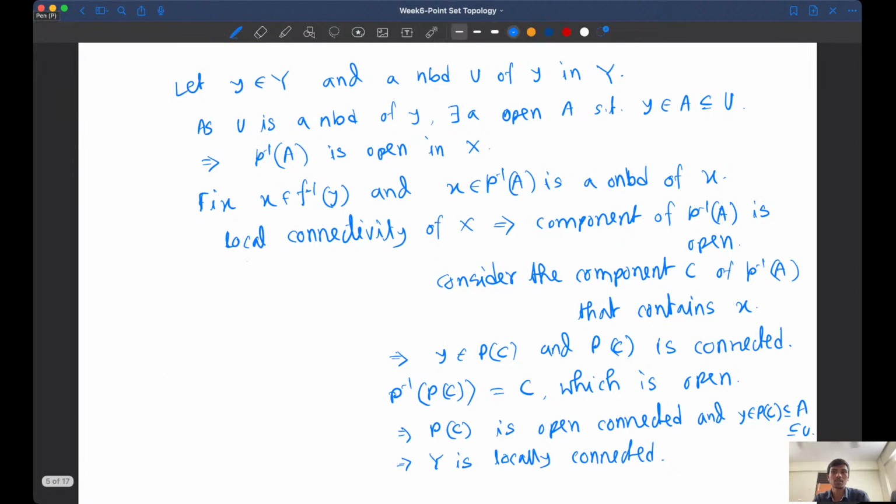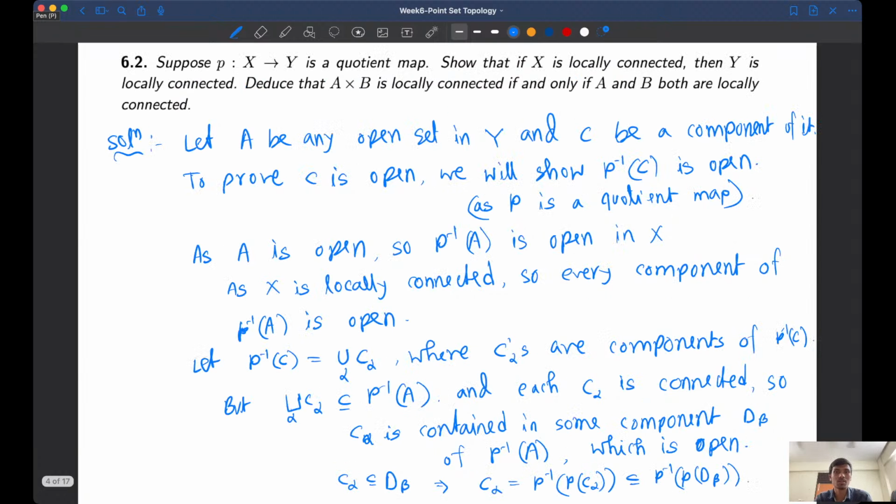Second thing is to deduce that A cross B is locally connected if and only if A and B both are locally connected. We proved in the previous class that the projection maps are cosine maps. So if A cross B is locally connected, then as the projection maps are cosine, that will imply that A and B both are locally connected.